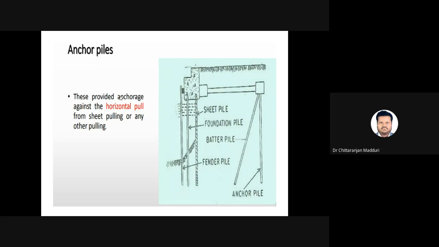After reaching the destination, docks and harbors, the boats are anchored to some piles. Otherwise, they may move along with the waves and again move towards the seaside. In order to stop that, the ships and boats are anchored to the pile. Such a pile is known as an anchor pile.